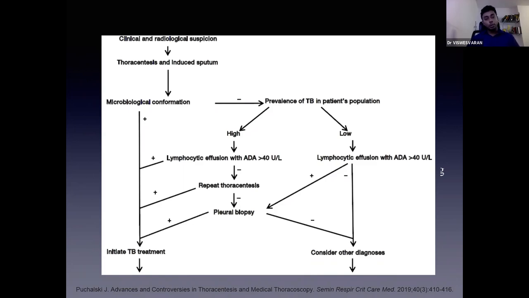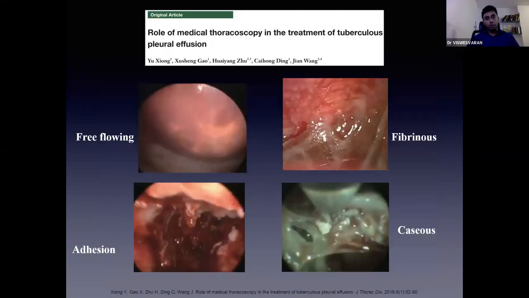If it is not, you again go for a repeat thoracocentesis, and if the ADA is still low, then you should consider a pleural biopsy. On the other hand, if you have a low ADA and a lymphocytic effusion, you should always go for a pleural biopsy. So your thoracoscopy can help in diagnosis of tuberculosis and also in ruling out malignancy.